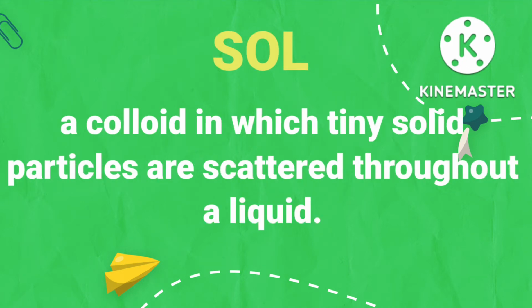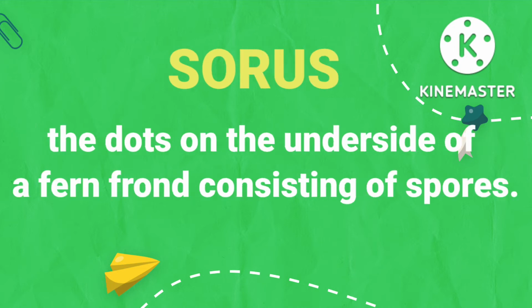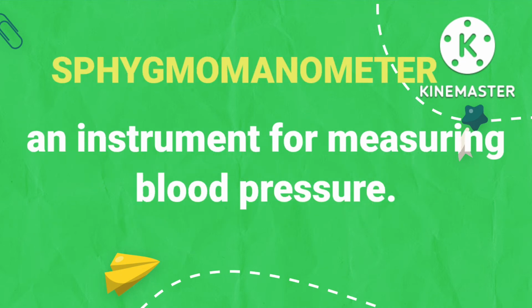Sol. A colloid in which tiny solid particles are scattered throughout a liquid. Solute. The dissolved minor component in a solution. Sorus. The dots on the underside of a fern frond consisting of spores. Spermatophyte. A group of plants that produce seeds and that includes gymnosperms and flowering plants.